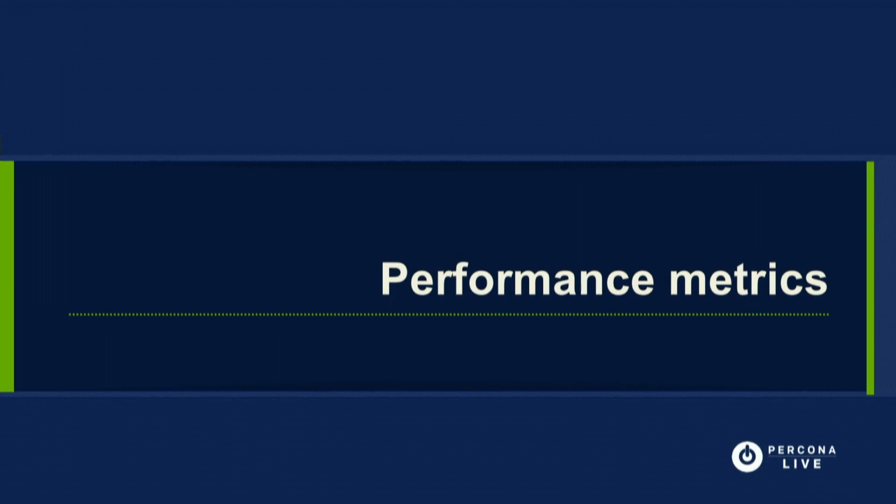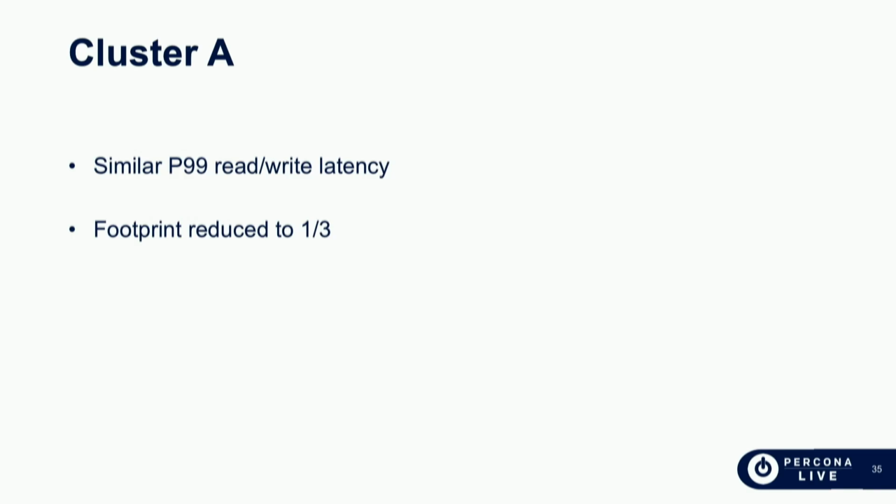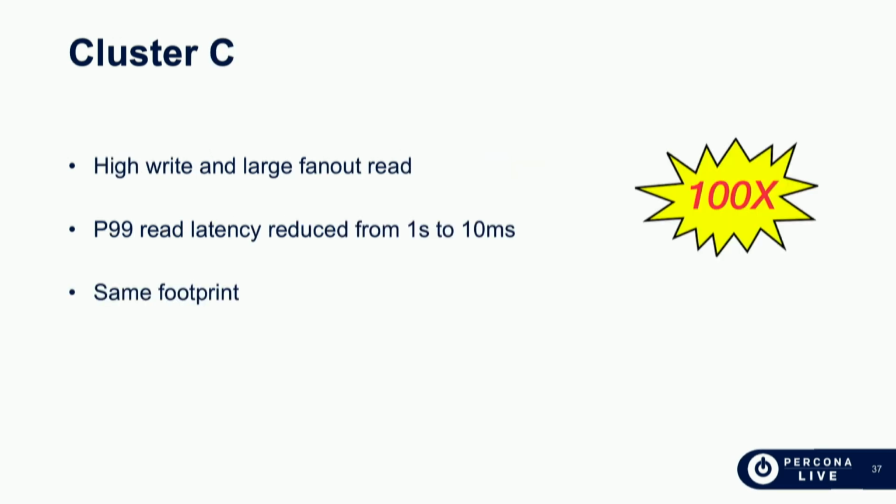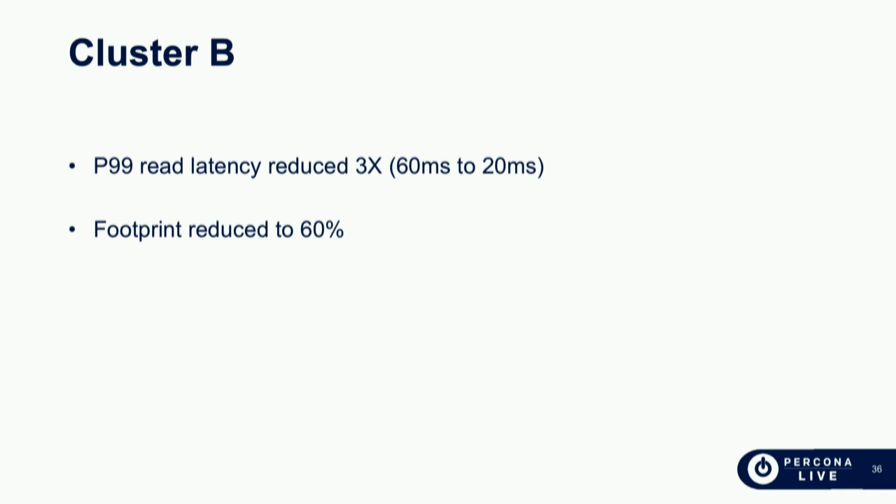Since late last year, we started to roll RockSandra out into our production clusters. The first cluster we converted already had very low read latency, but we did enjoy the throughput increase, so that we can reduce the footprint to be 1/3 of the original footprint with the same low read latency. For the second cluster we converted, we got a 3 times read latency drop from 60 milliseconds to 20 milliseconds for P99, and we also reduced the footprint to 60%.